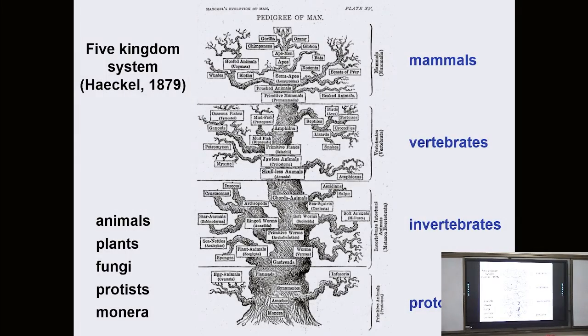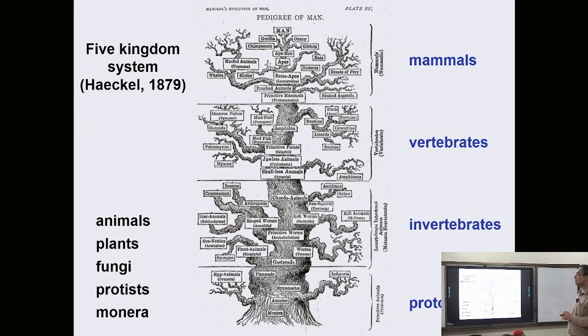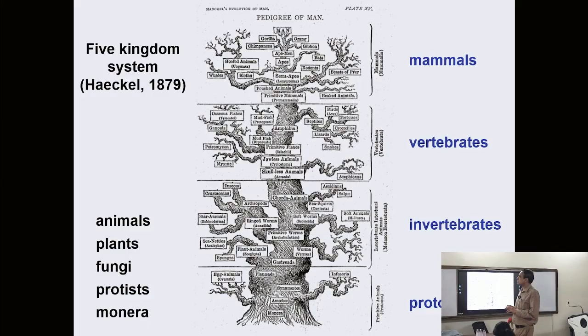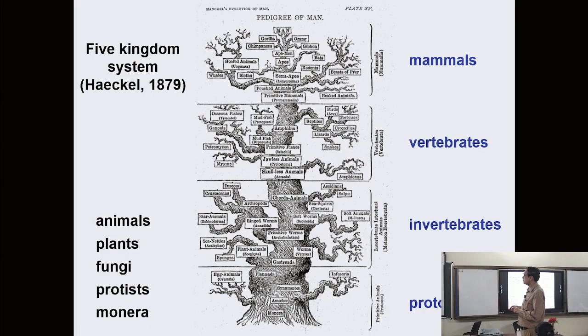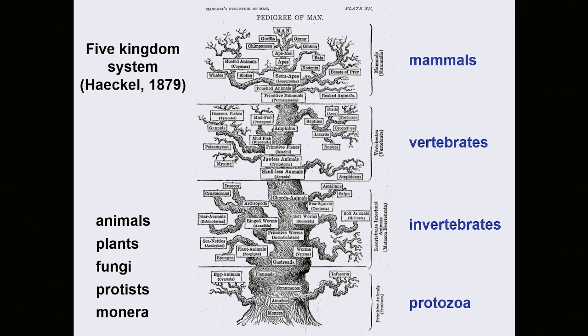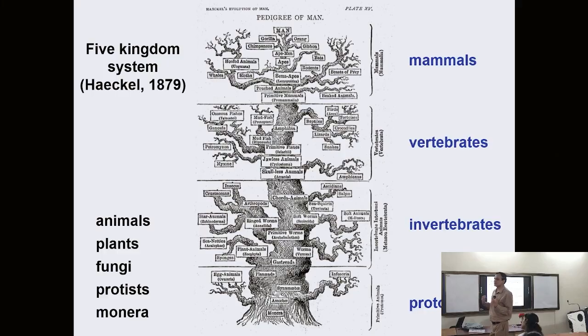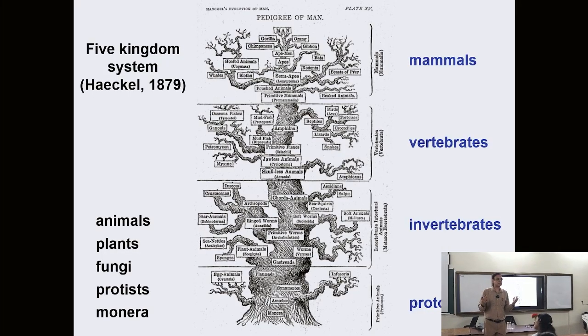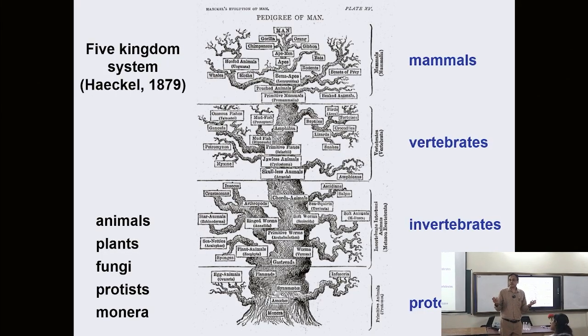So let's get going with molecular evolution today. And here is a cartoon of the 5-kingdom system: Monera, protists, fungi, plants, and animals. Now we have domains of life. So 3 domains of life, and they are bacteria, archaea, and eukarya. And this was based on the 16S ribosomal RNA tree.